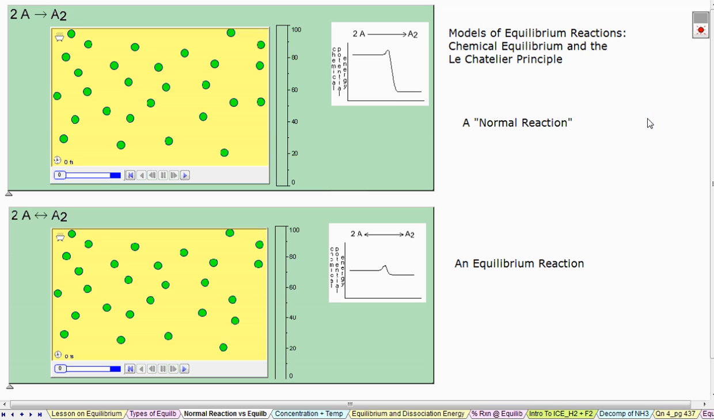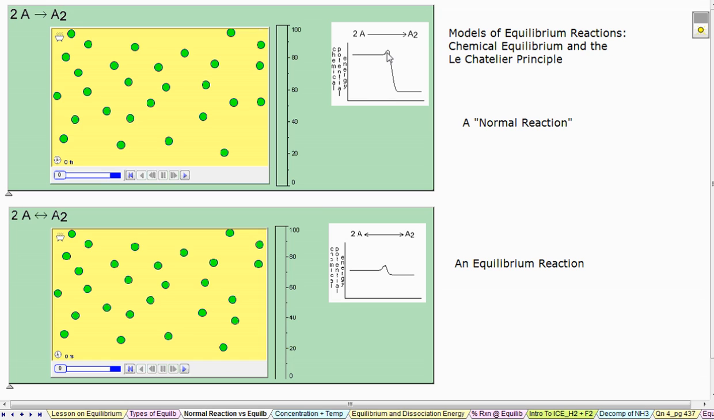In this next lesson, we're going to take a look at different models where we have reactions actually occurring, and look at different factors that affect how the models work. Now, first of all, we're going to take a look at a normal reaction. In our last unit, we looked at heats of reaction and enthalpy.